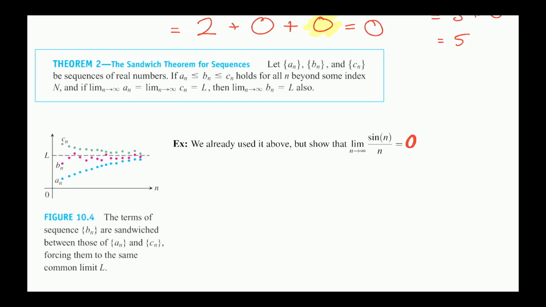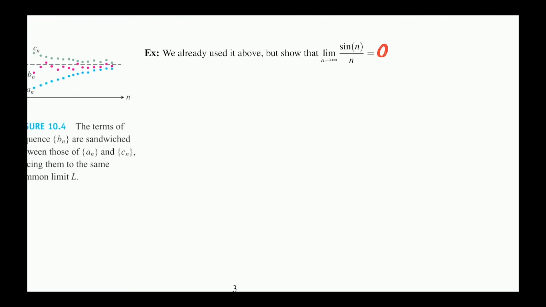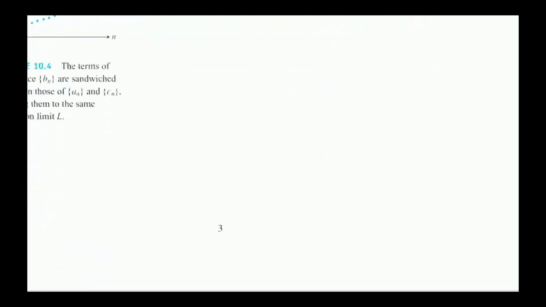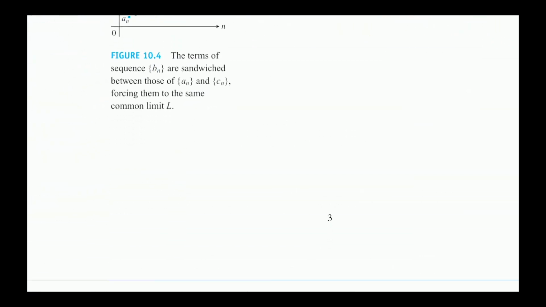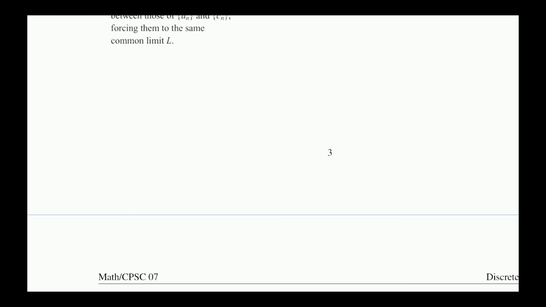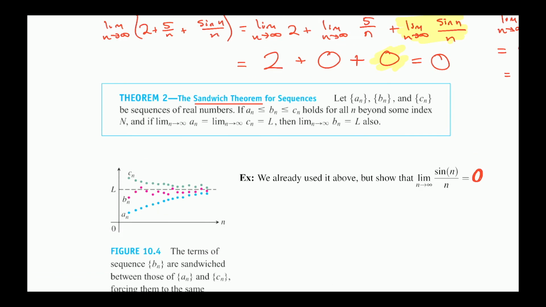And so the idea is that this uses a theorem called the sandwich theorem for sequences. Let me see if I can write it. Do I have room to write it? I guess I'll write it down here. So the idea is pretty simple. Let's say you have 3 different sequences. What do they call them here? A, B, C. Okay, good.